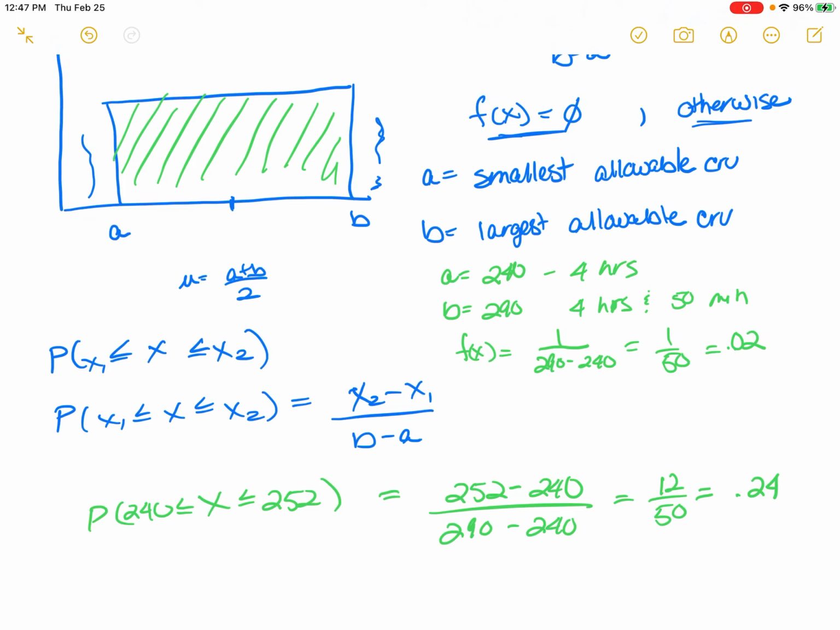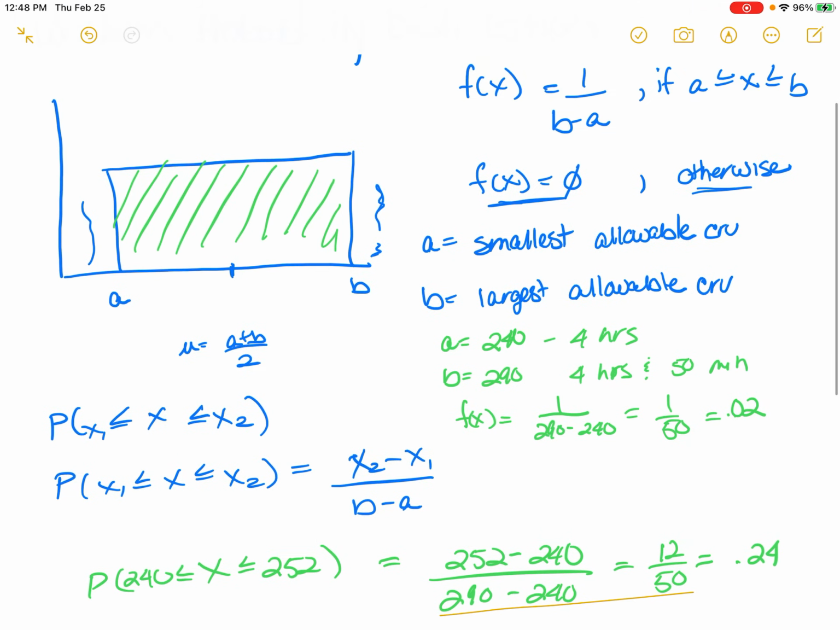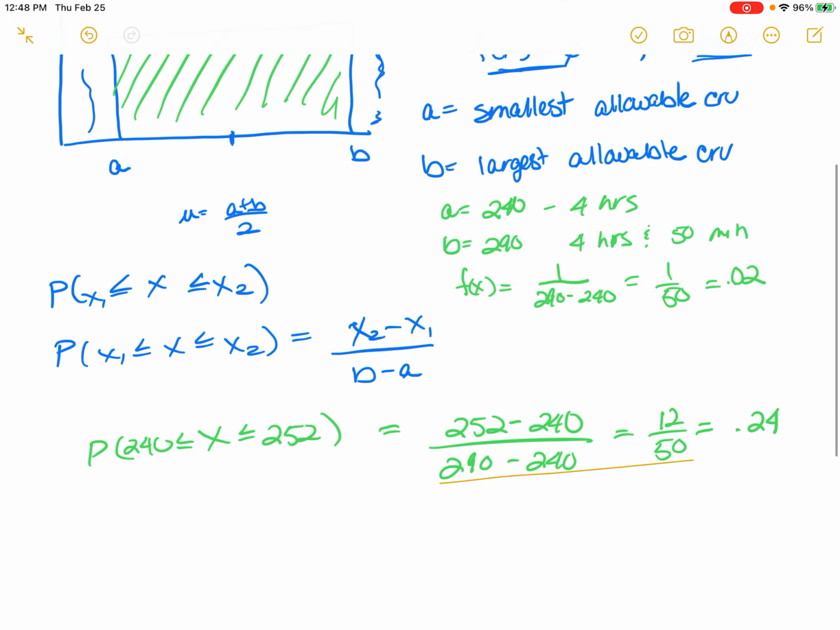There's a 24% chance that the next round of golf is going to be completed in less than 252 minutes, which is 4 hours and 12 minutes, but greater than 4 hours. This is all explained to you in the book on page 275. I just want to demonstrate the calculations and give you a different perspective, or an oral perspective, on calculating these problems.